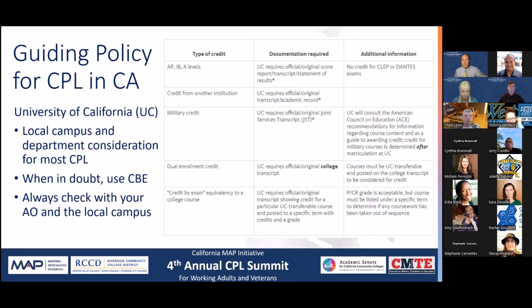So this is actually directly from the UC counselor webpage. I just took a screenshot, so you have access to it right here. It can change, so I should have that date stamped as of last week. But this is their policy for credit for prior learning.